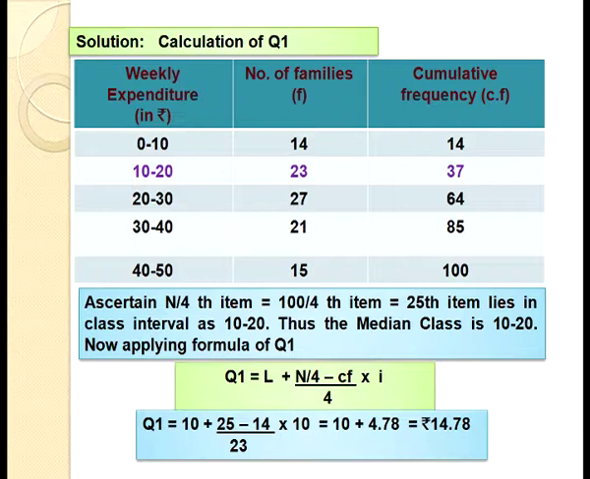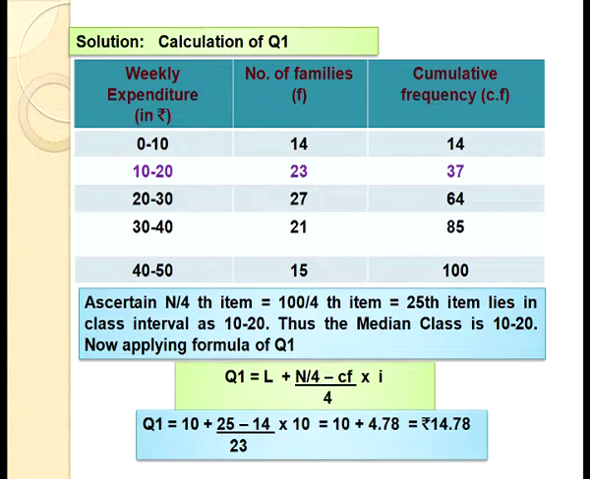Then the step comes, we have to compute the n by 4th item. Over here, the total number of observations is the last sum of cumulative frequency. As you can see, it is 100 over here. So n is 100, and 100 divided by 4 comes to the 25th item. Now we are going to look for this 25th item in the cumulative frequency. As you can see in the highlighted row, it comes in 37.